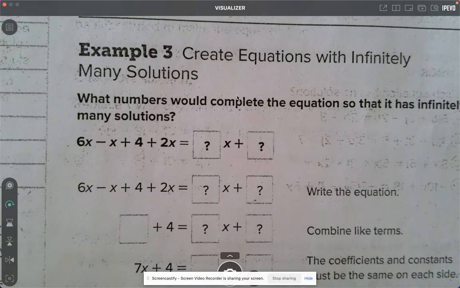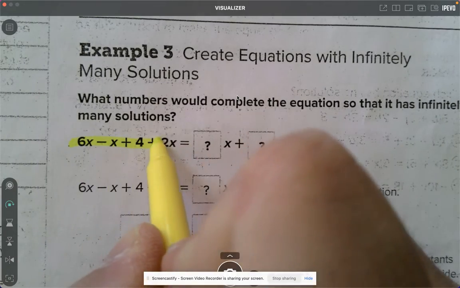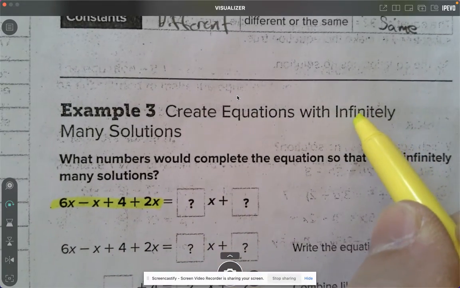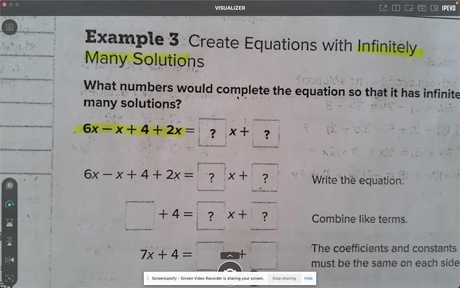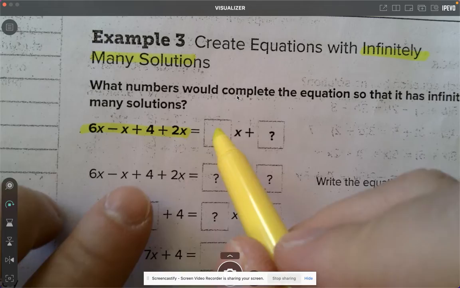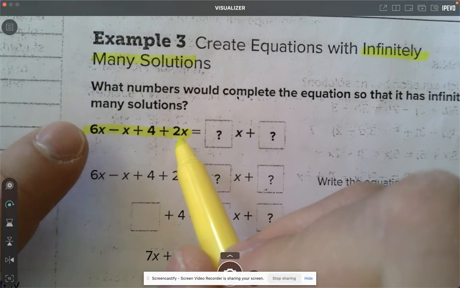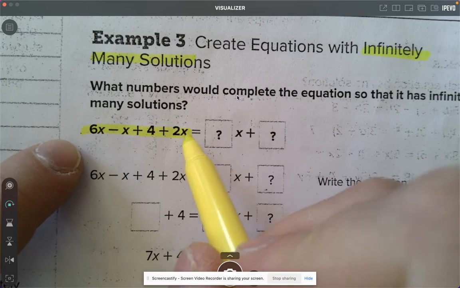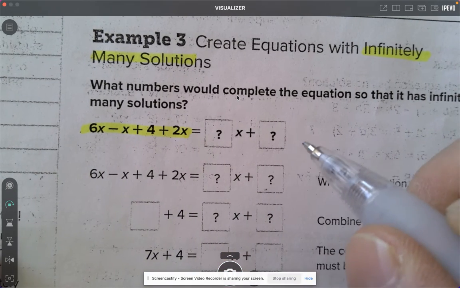So if someone came here and said, all right, this is my left side of the equation, and I want to make an equation that has identical, infinite, many solutions. Well, that means you want the right side of the equation to be identical to this. Well, what is this? Let's put it in simplest form.